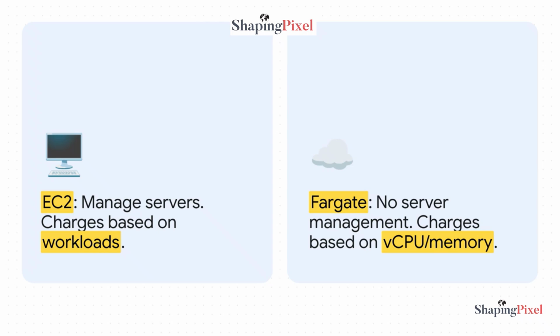But with Fargate, you shift that entire operational burden to AWS, and your billing is strictly tied to the exact vCPU and memory your containers actually consume.